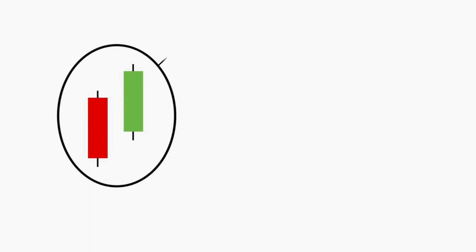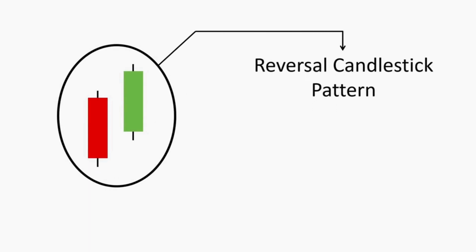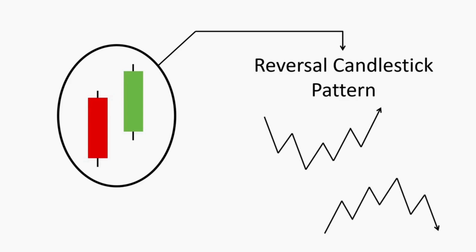On your screen you can see how a piercing pattern looks. It is a pattern formed out of two candles and is a type of reversal candlestick pattern. Reversal means a change in the direction of the market, a change in trend. That is, a downtrend in the market becoming an uptrend, or a market which was previously in an uptrend going back to a downtrend, are all examples of reversal. So you can identify when the market will take a reversal, when it will change direction, by using this piercing pattern. Let's understand the bullish piercing pattern.